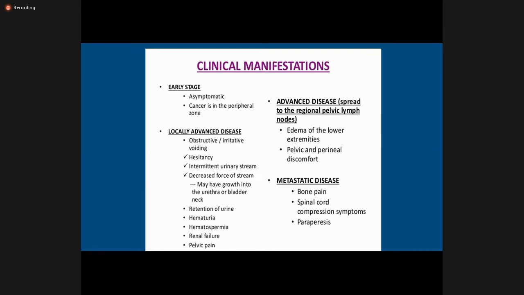The next important is if somebody has advanced disease. Then probably he will have edema of the lower extremities, pelvic and perineal discomfort. If somebody has metastatic disease, then probably his bones are involved. He will have bone pain, spinal cord compression symptoms, and paraparesis.